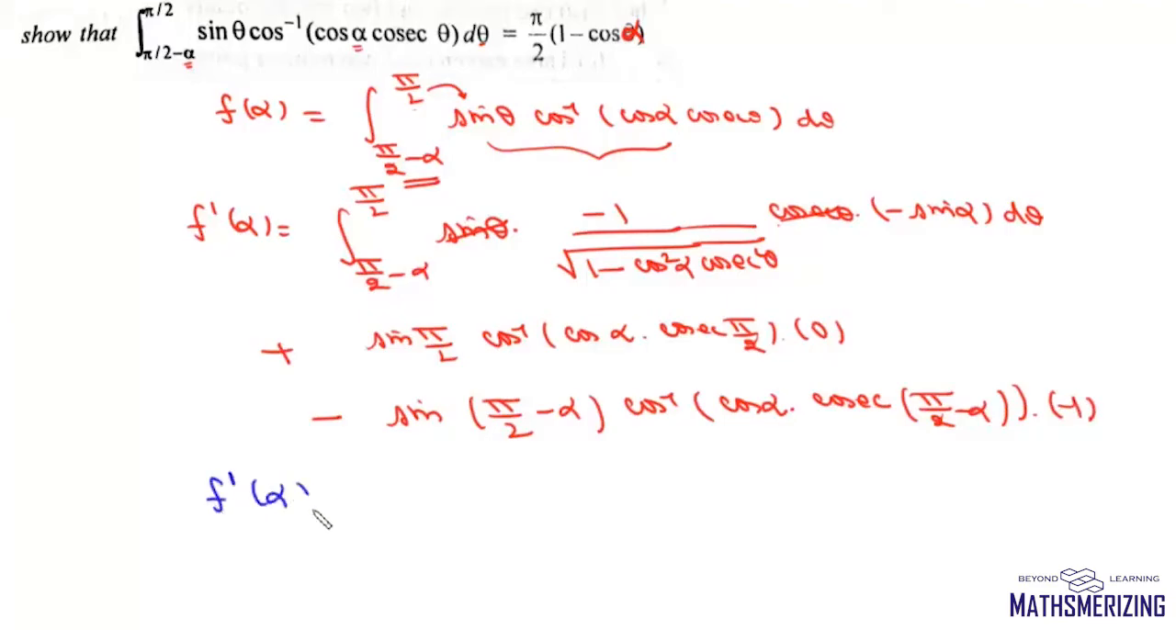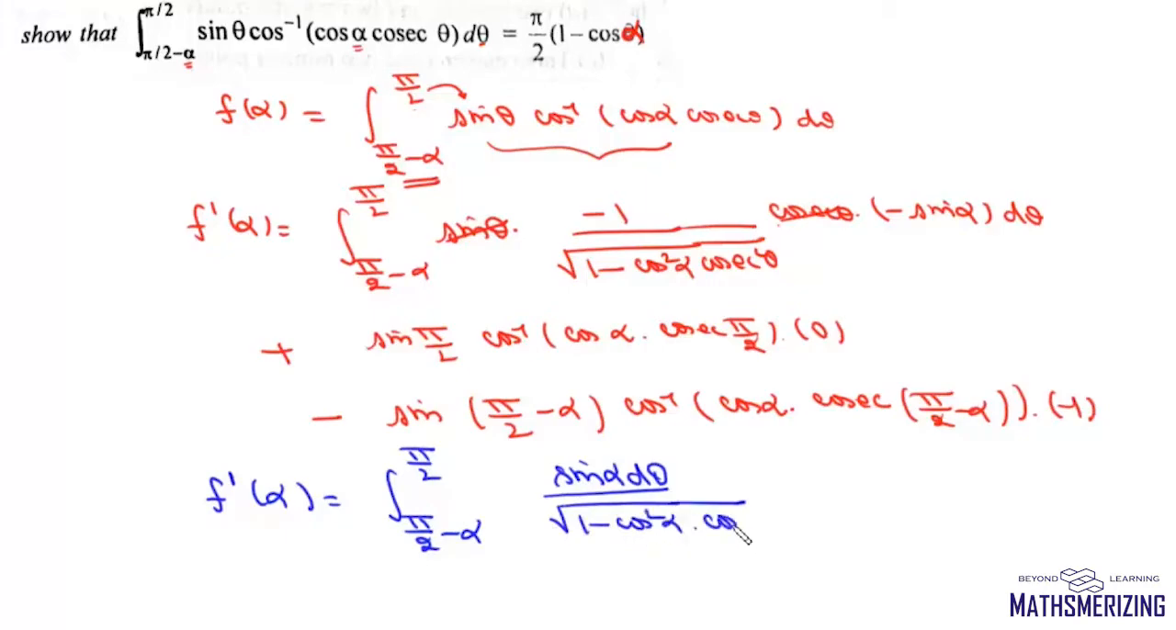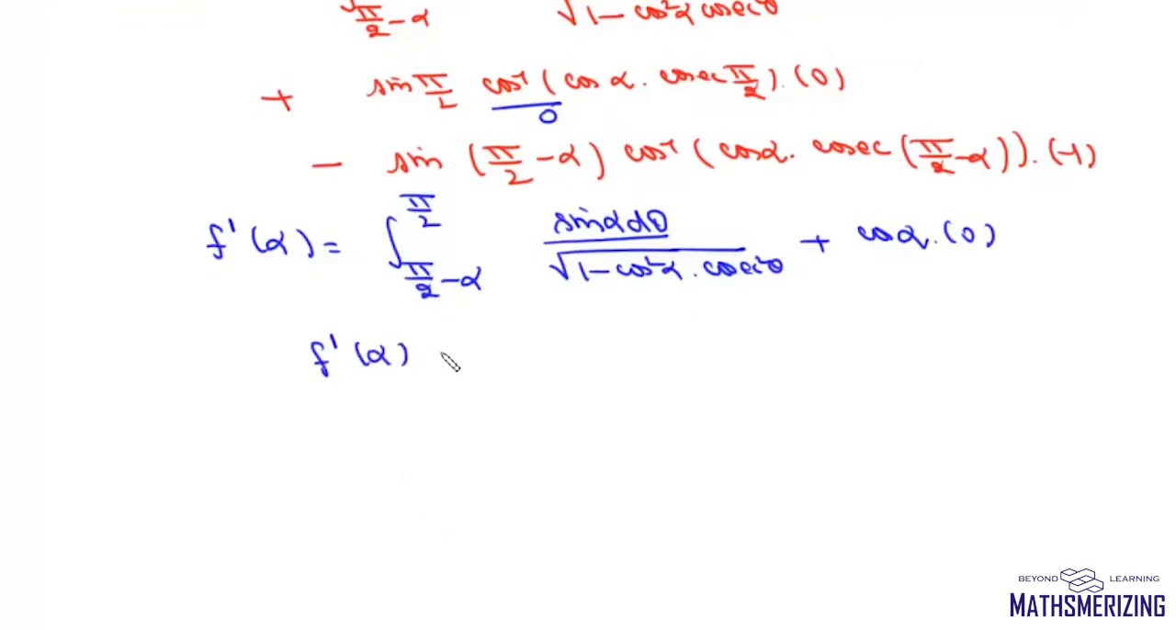So now we can write this f dash alpha as this integral from pi by 2 minus alpha to pi by 2 of sin alpha d theta upon under root of 1 minus cos square alpha into cosec square theta, and then this one is 0, and here sin of pi by 2 minus alpha is cos alpha, minus and minus is plus, so it will be plus cos alpha, and then cos alpha into secant alpha is 1, and cos inverse 1 is 0. So this is also 0.